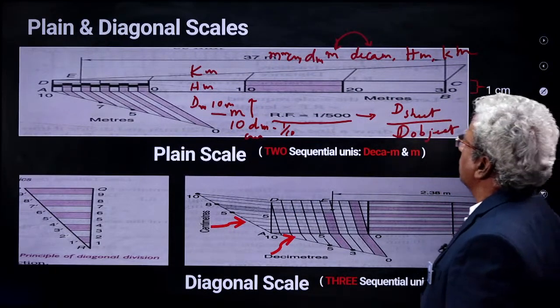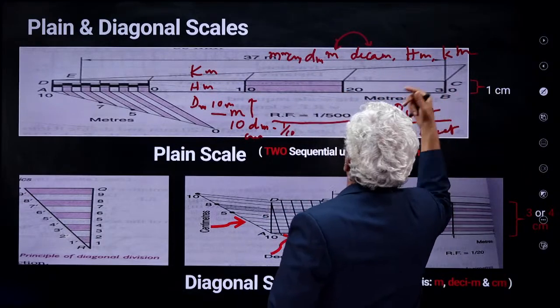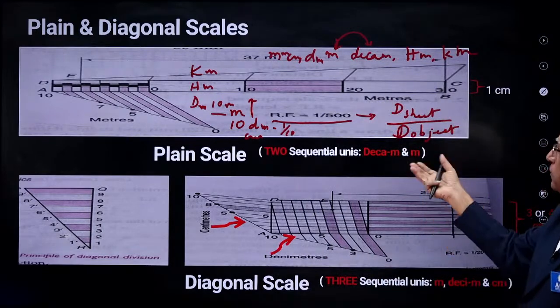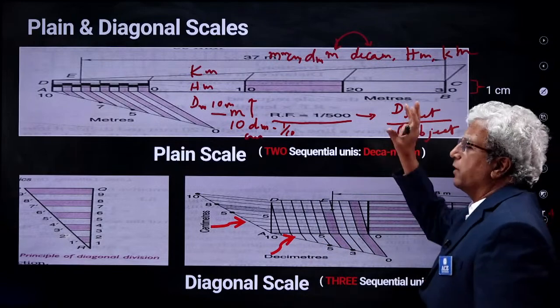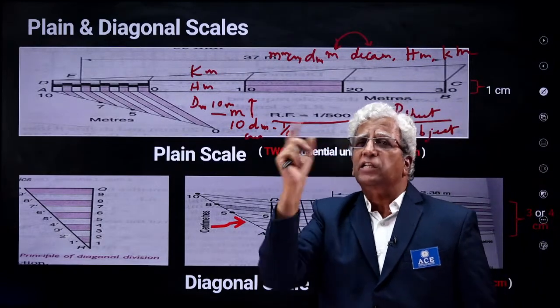So 1 decameter is 10 meters, 2 decameters 20 meters, 3 decameters 30 meters, like that. How do you measure? Based on the questions, we'll do some questions, then you will understand that. First of all, plain scale is used for only 1 decimal place for sequential units.